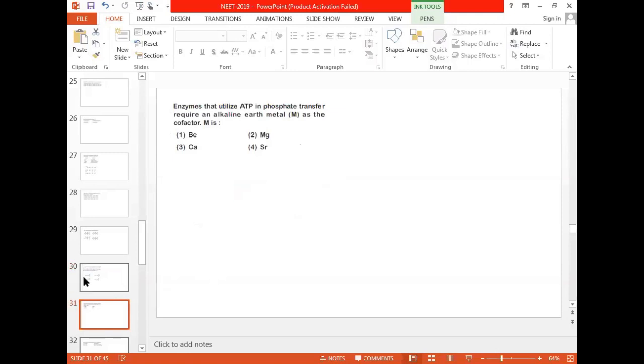Enzymes that utilize ATP in phosphate transfer require an alkaline earth metal, magnesium, as a good cofactor. All enzymes that utilize ATP in phosphate transfer require magnesium as the cofactor.